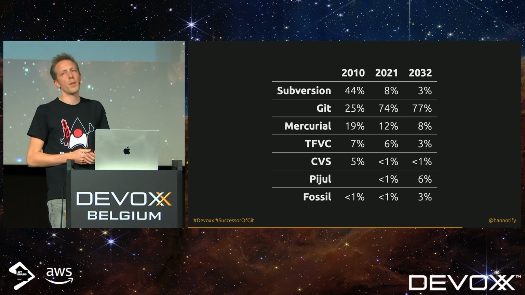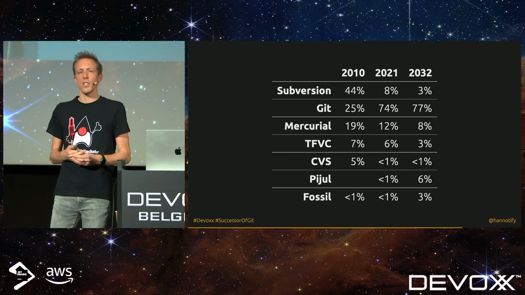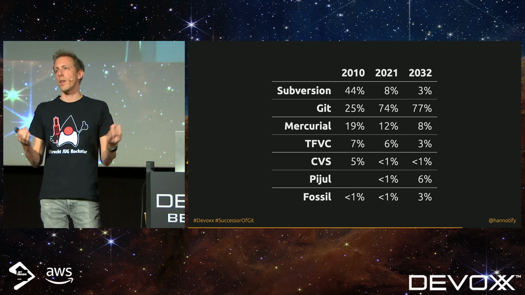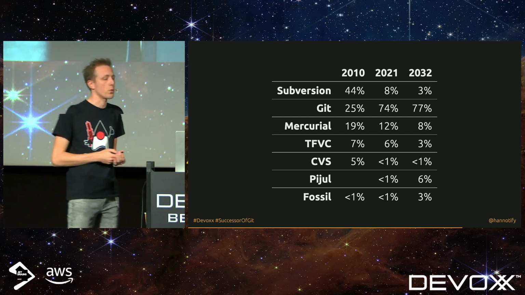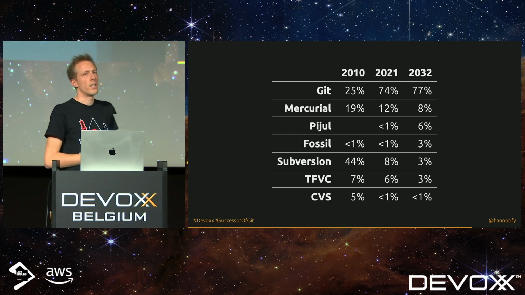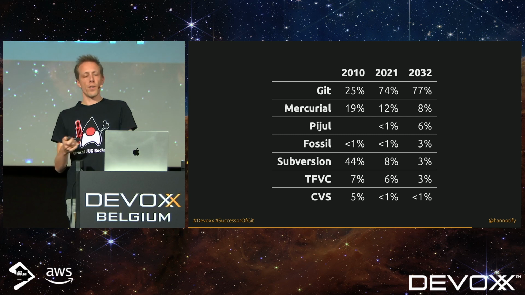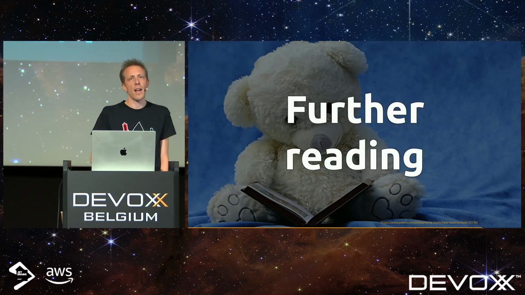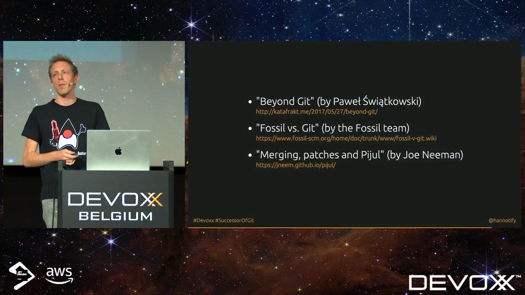So I've put them at 6% and 3%. Of course, they are all guesses. But like I said, it's very much dependent on whether more hosting platforms want to support these version control systems. I've just sorted it by popularity for your convenience right here. If you're really into the topic, I've compiled a list of articles that I read in preparation of this talk. I'll also tweet the slides so you can read them later if you want.